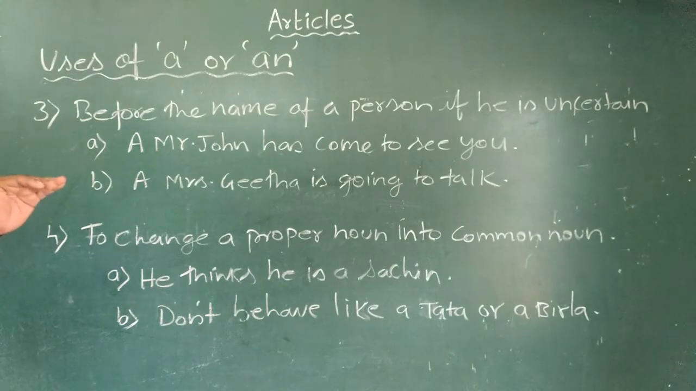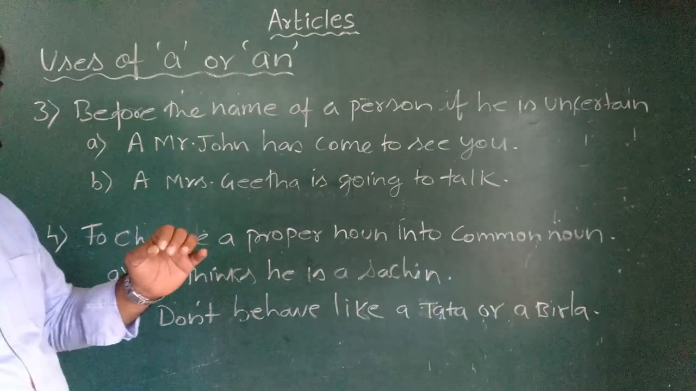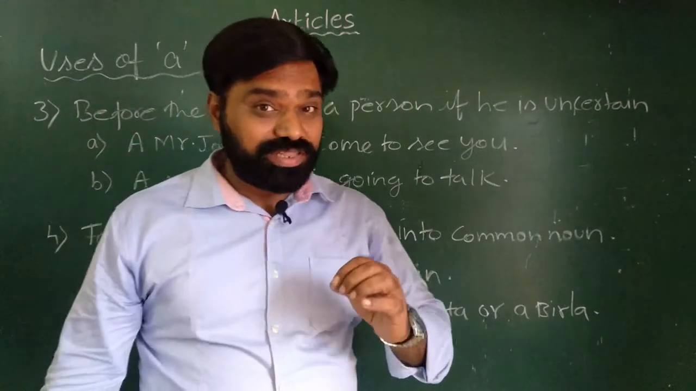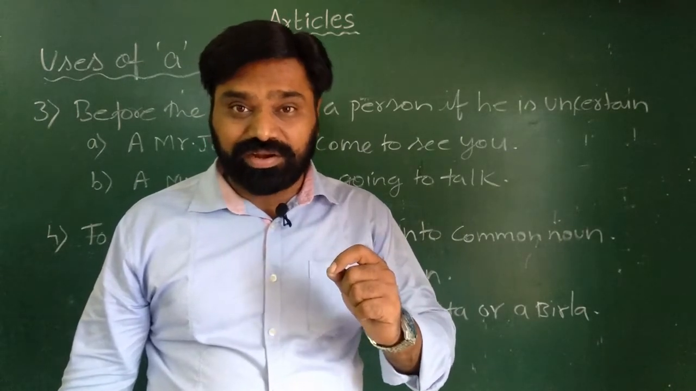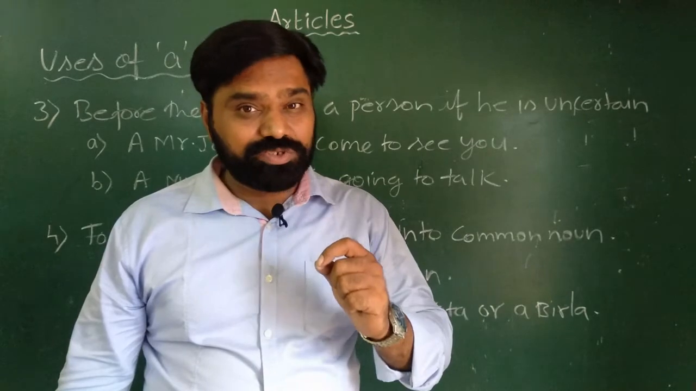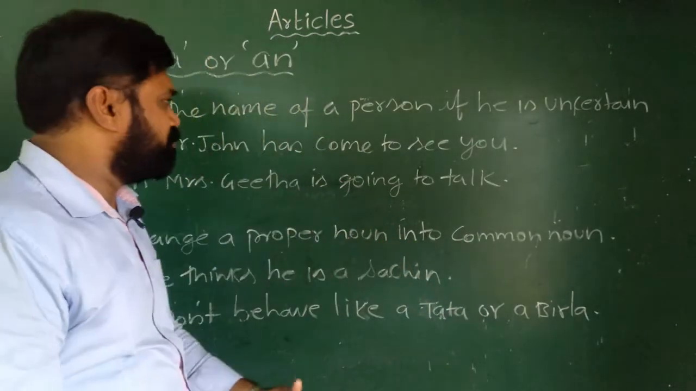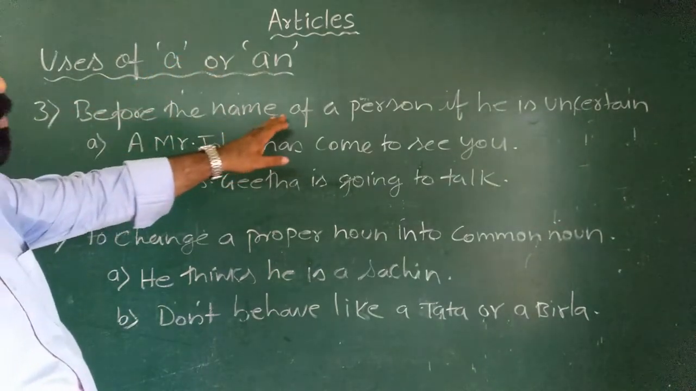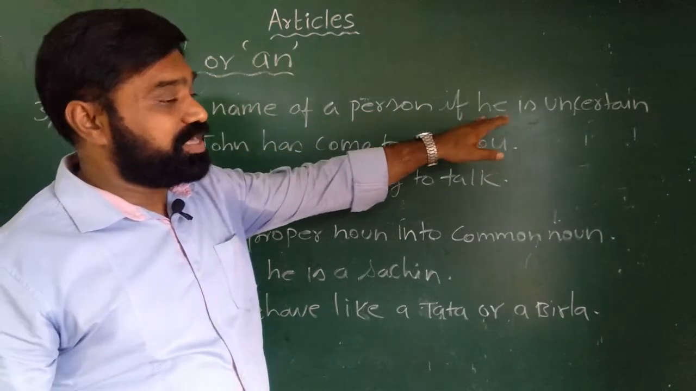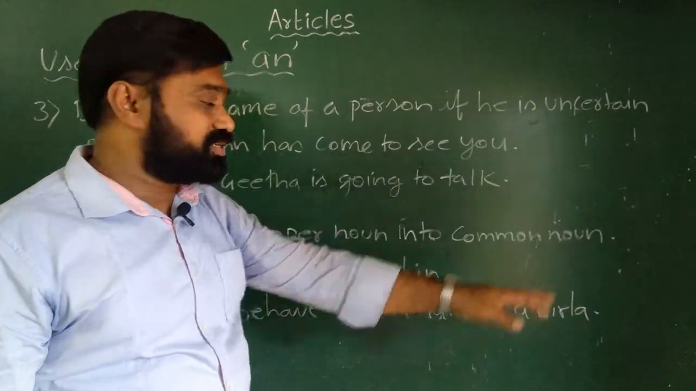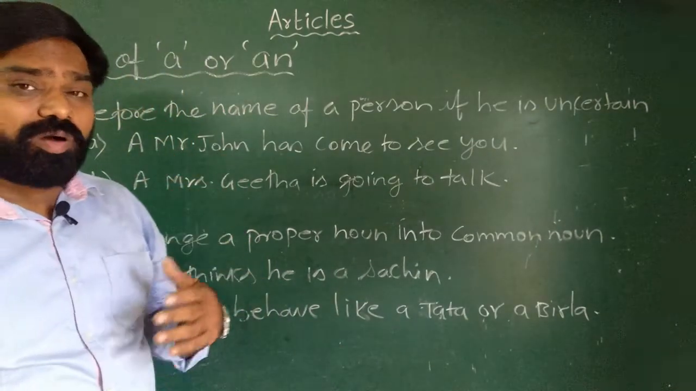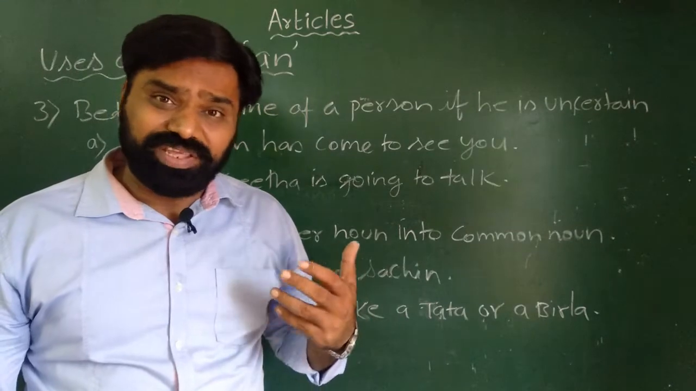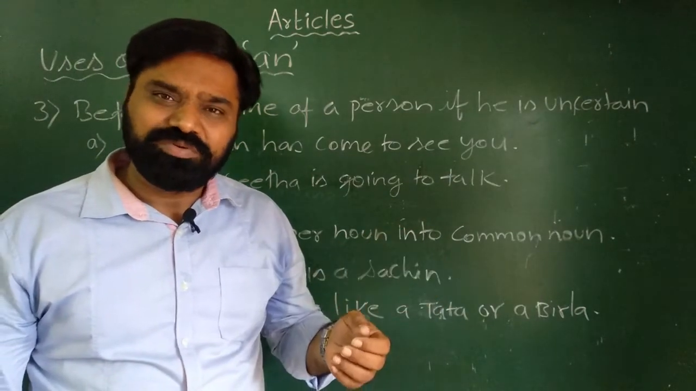Let us see further. In the next two rules, we are going to observe that we are using an article before a proper noun. Now, at the beginning of the lesson, we understood that articles are used only before common nouns. Article a or an is always used before a common noun, but here is an exception. We can use an article a or an before the name of a person if he is uncertain. For example, a Mr. John has come to see you. Here Mr. John is a proper noun, but we are not sure who Mr. John is. So we can say a Mr. John has come to see you.